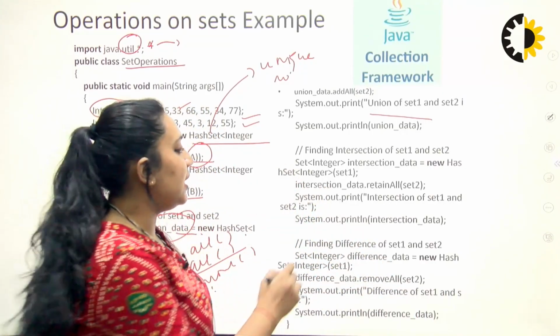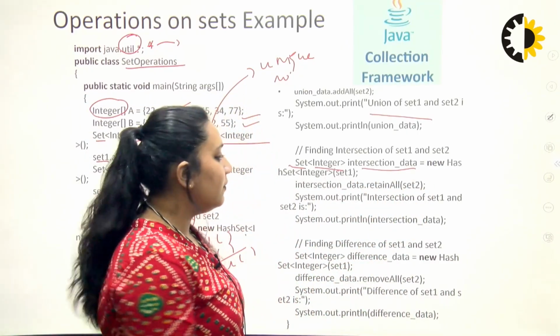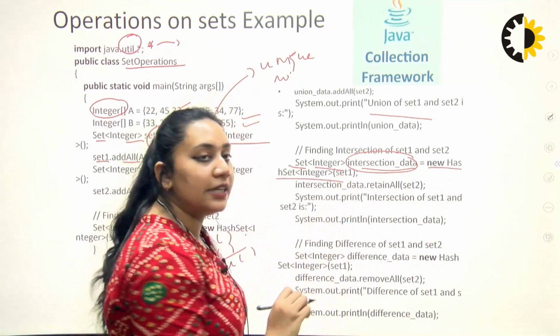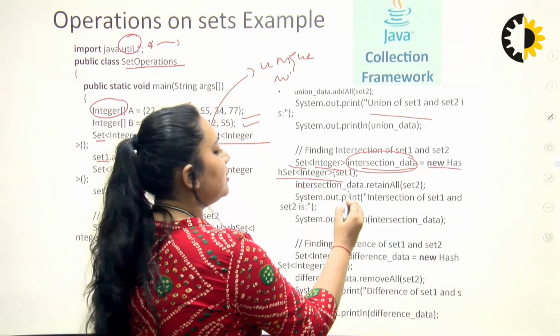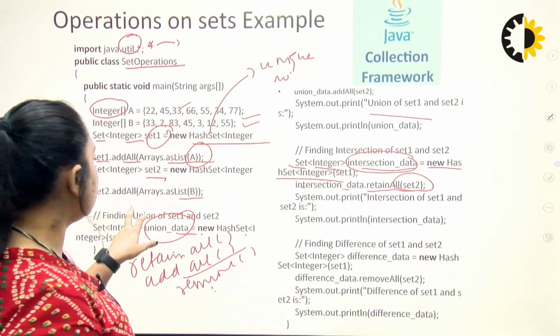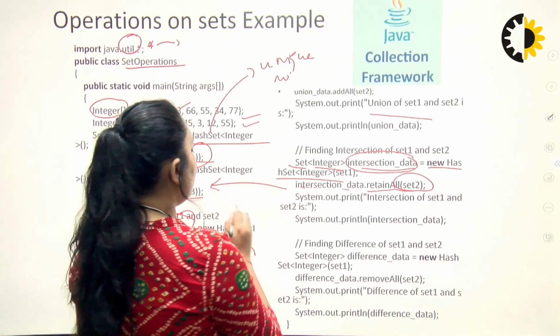Similarly, we initialize a set of integer type for the intersection data, giving the object name intersection data, as a new HashSet of set 1 created. After creating it, we call retainAll of set 2. The set 2 we have discussed here, right? This set 2 is being called here.